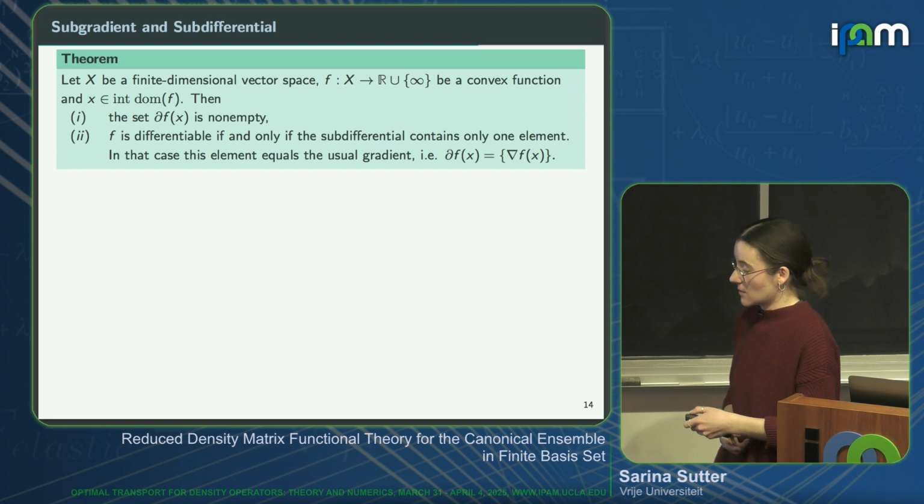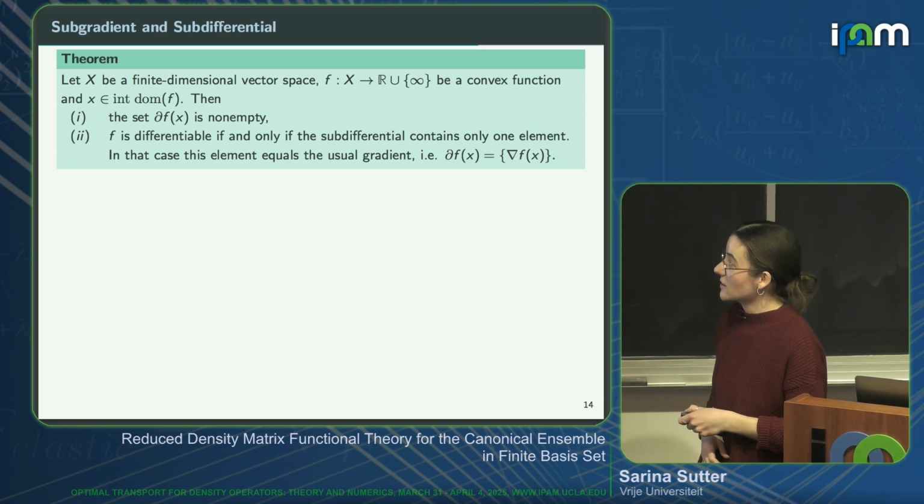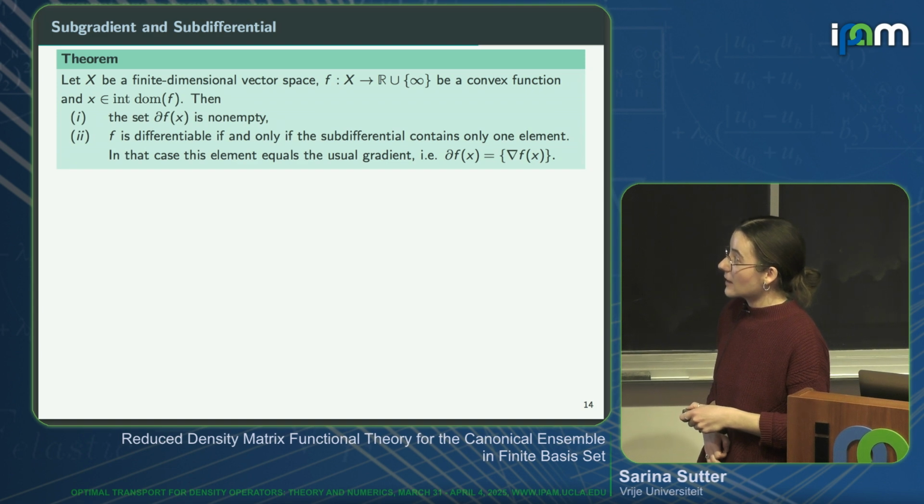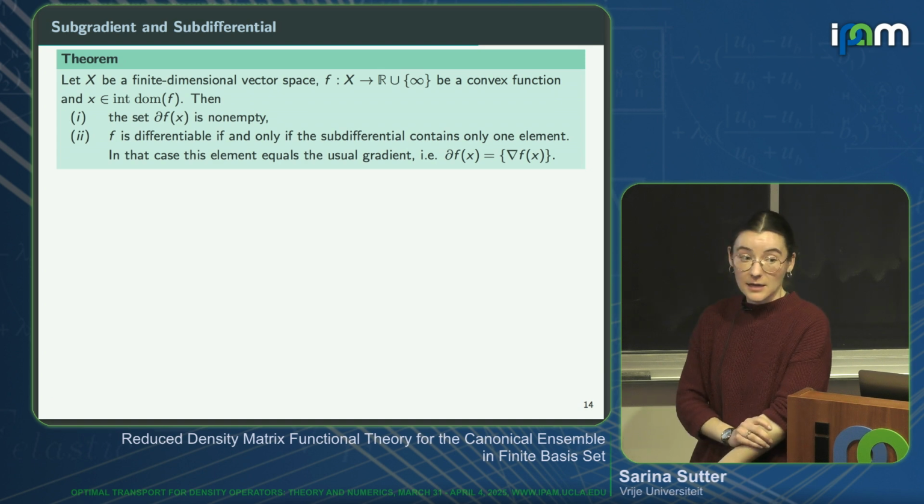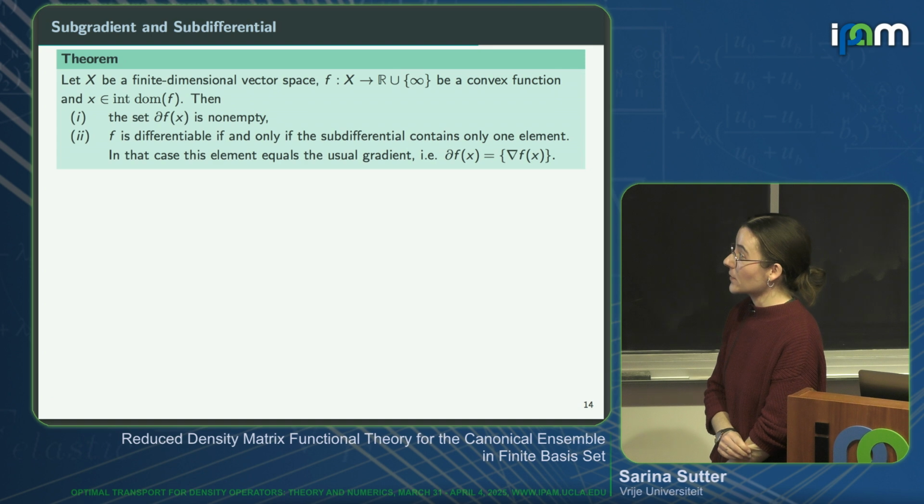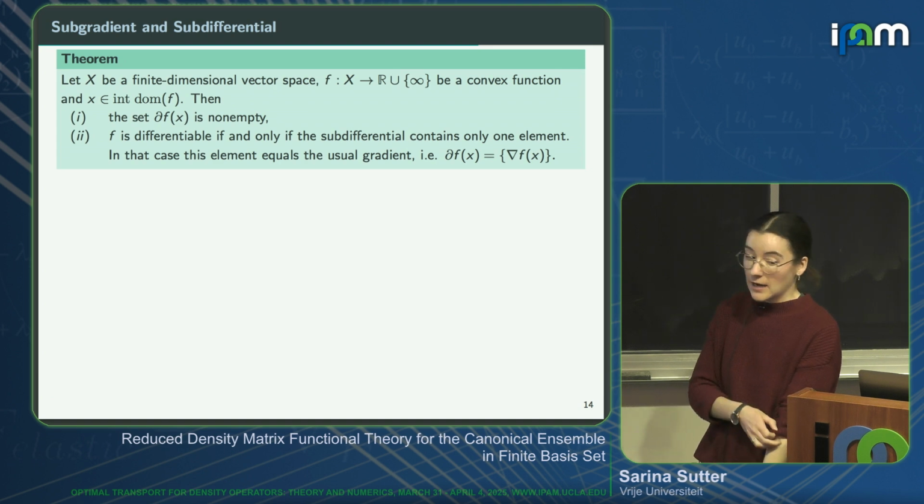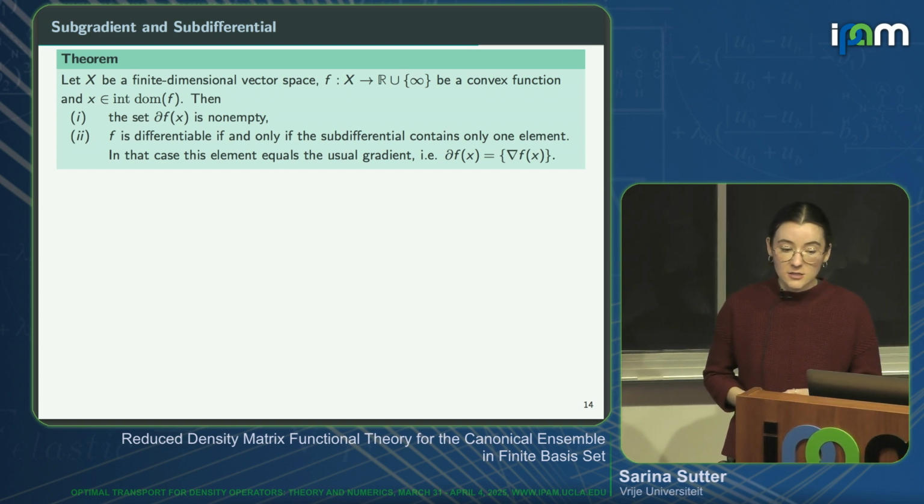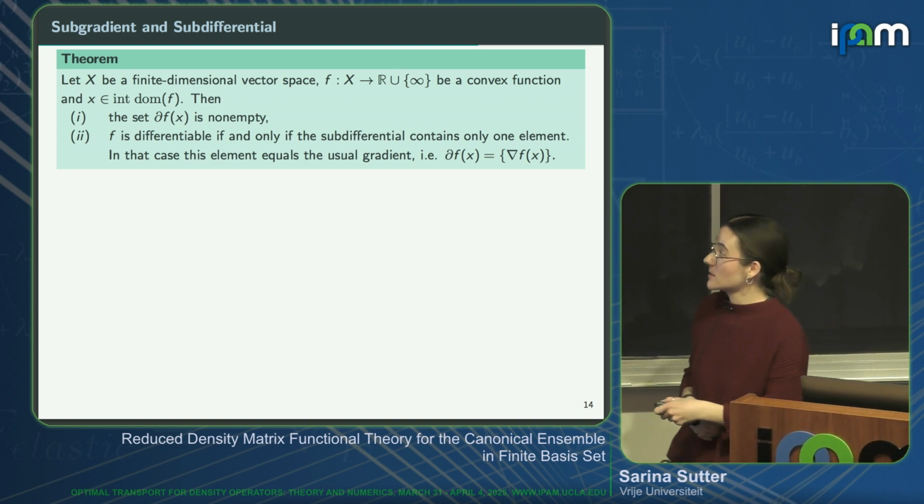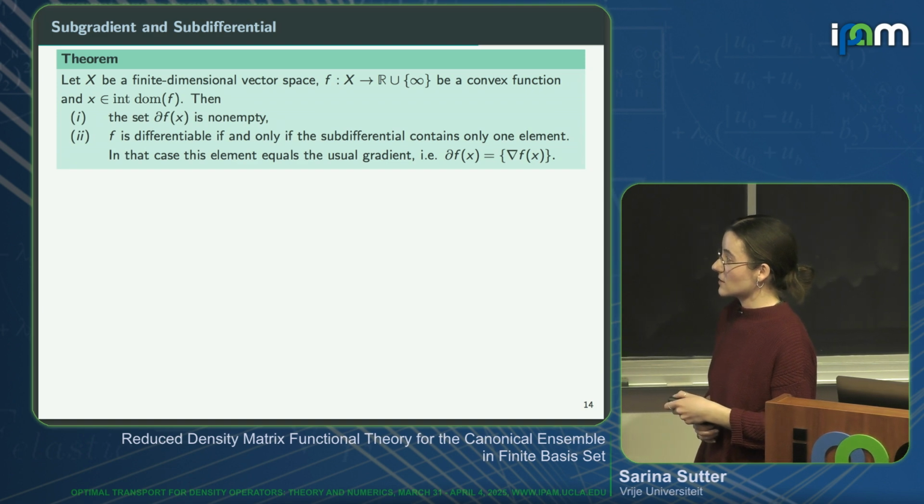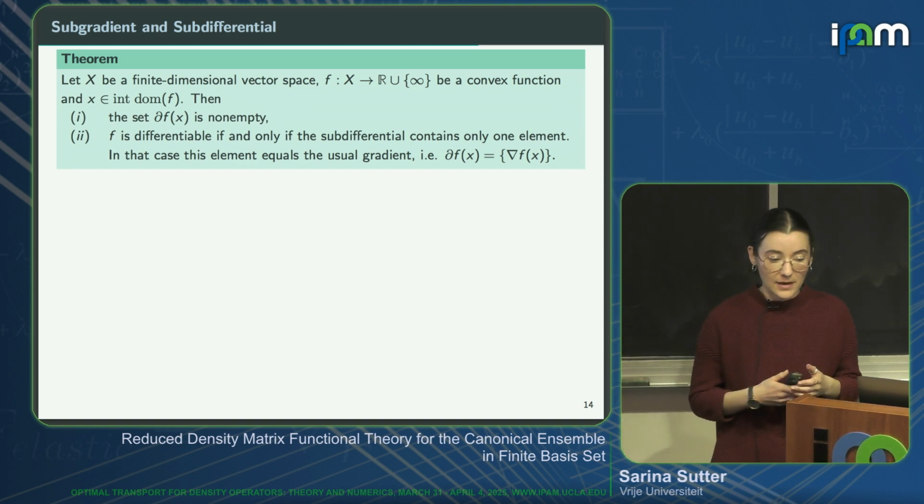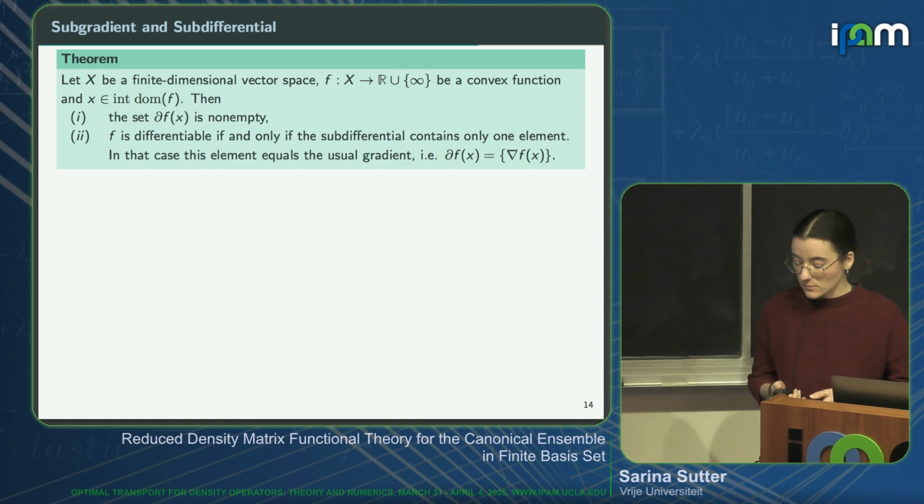So we have the same assumption as before, a convex function and a finite dimensional vector space. And then it tells us that if we are in the interior of the domain of our function, then the subdifferential is non-empty. And if our subdifferential contains only one element, then our function is differentiable, and the subdifferential is the same as the usual differential.